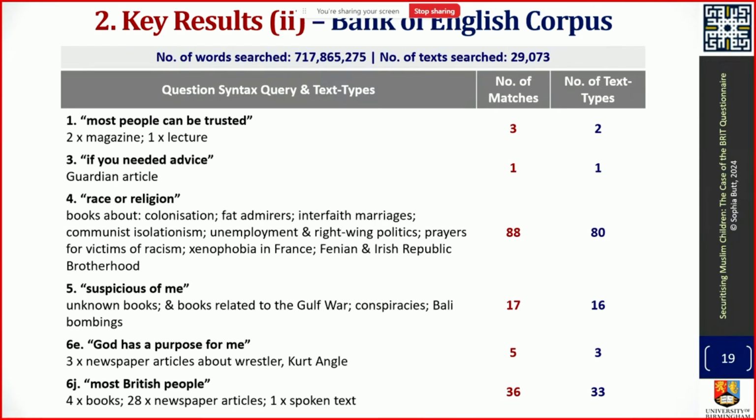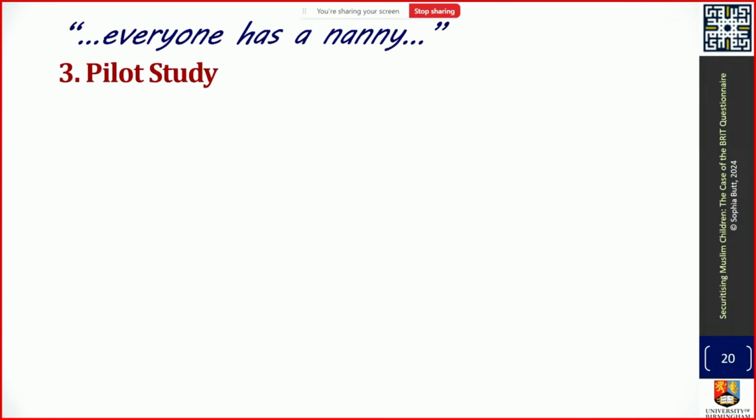There were 36 matches in the corpus across 33 text types. This included 4 books, 28 newspaper articles, and 1 spoken text. Now, the point of this analysis is to demonstrate that none of these text types have anything to do with children. There's no children's books, there's no nursery rhymes, there's nothing here that you would link to children. So then that raises the question again about how suitable the language is.